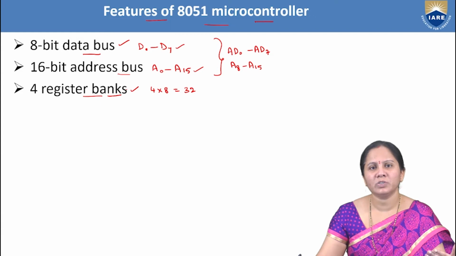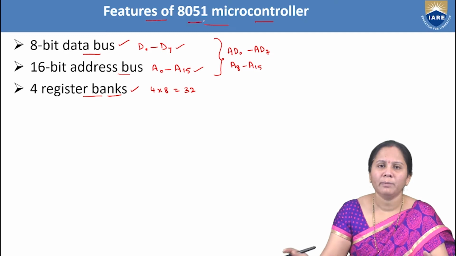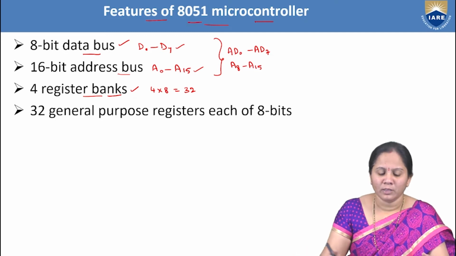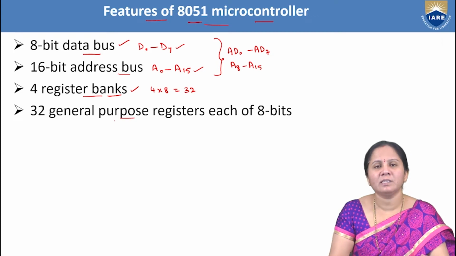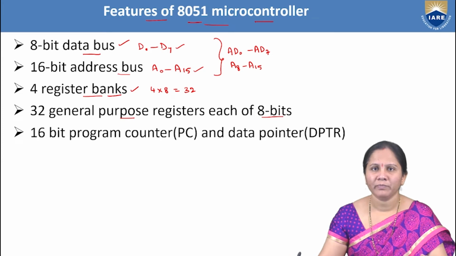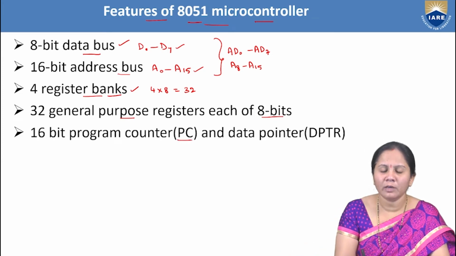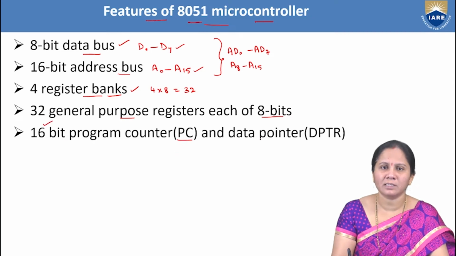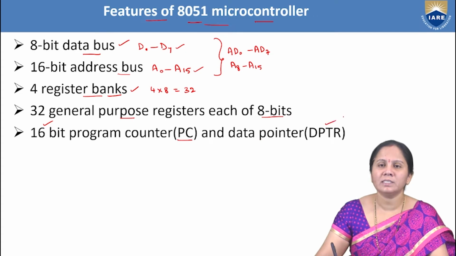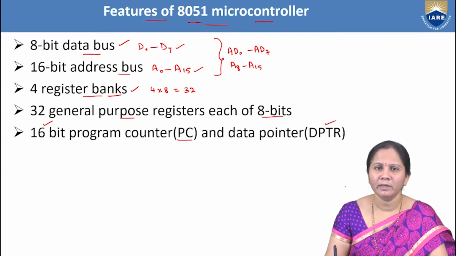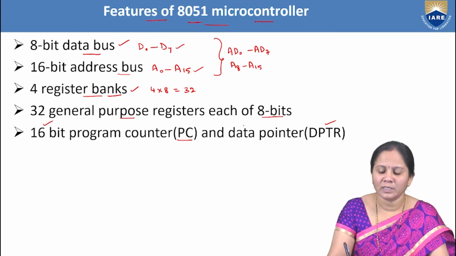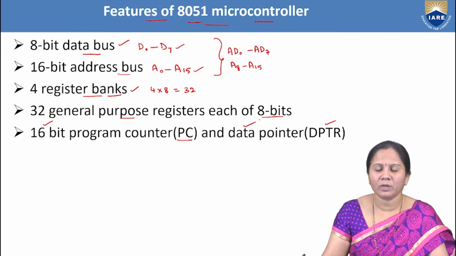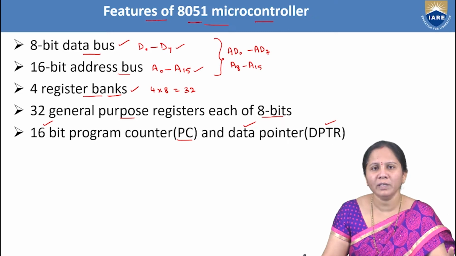Other than the registers in the register banks, we also have some other registers present in the 8051 microcontroller. Here there are 32 general purpose registers, and all the general purpose registers are 8-bit. Another feature is the program counter, which is also a register, and its size is 16 bits. Another register is the DPTR, which is called the data pointer, and its size is also 16 bits. So the program counter and DPTR both have 16 bits.